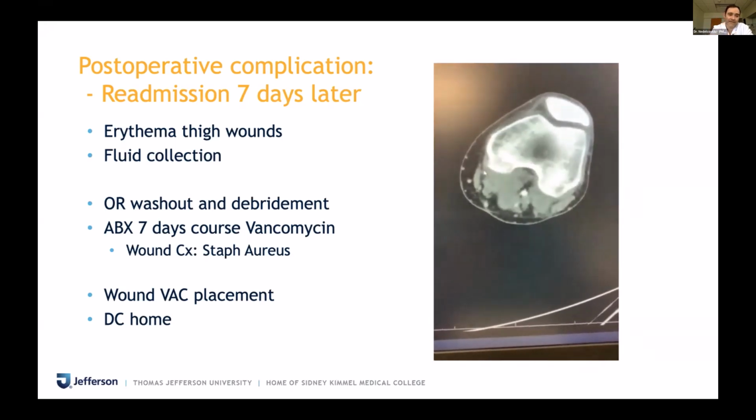So he ended up going to the operating room with the team and vascular for washout, debridement. He was on 7 days of vancomycin. He grew Staph aureus, which was pan-sensitive, and he went back, and there was enough soft tissue coverage over what was done, so we didn't have to do any sartorius flaps or anything like that. And then he was discharged with the wound vac in place.